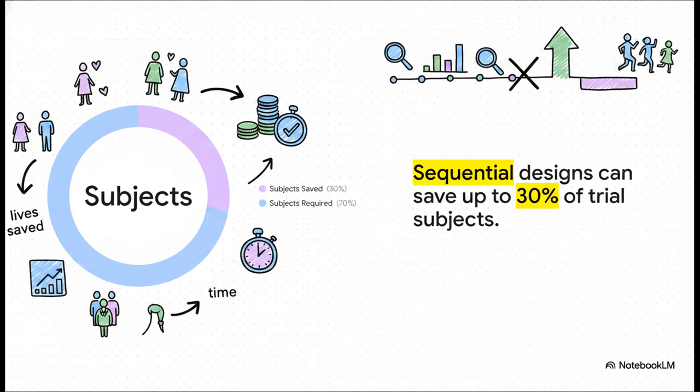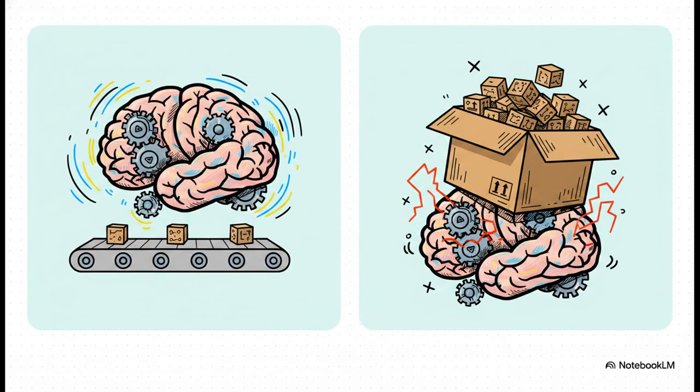This kind of sequential adaptability can actually slash the number of required human subjects by up to 30%. To put that into perspective, that is millions of dollars and countless lives saved, all just by changing the operational timeline. And guess what? We face the exact same divide in machine learning and AI.